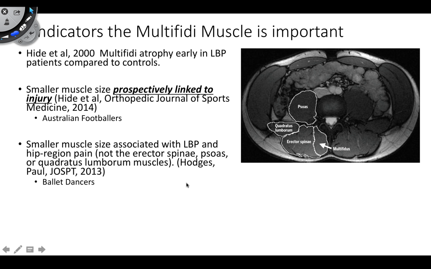And we see the interest in that continuing with newer studies here in 2014 by Hides, and then Paul Hodges in 2013. To some extent, the size of these muscles has been linked to injury in Australian footballers, and has been a focus of study in ballet dancers.